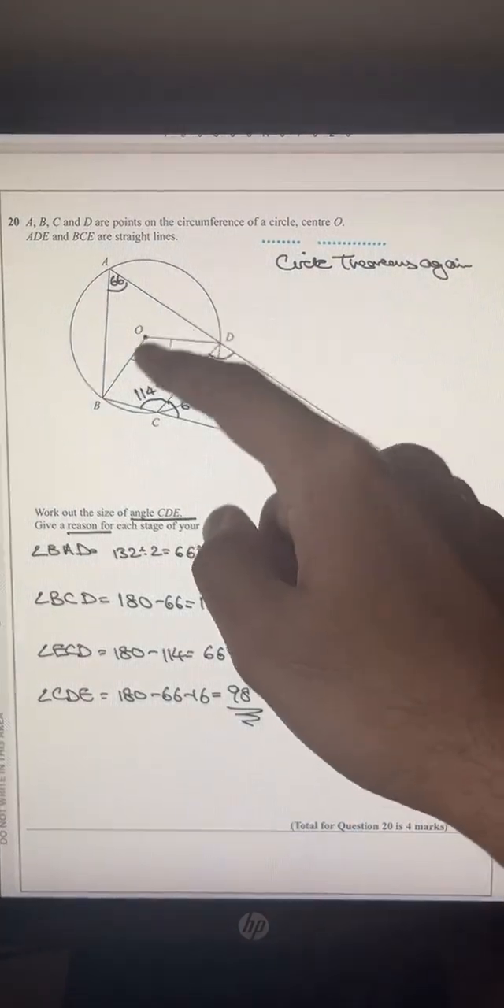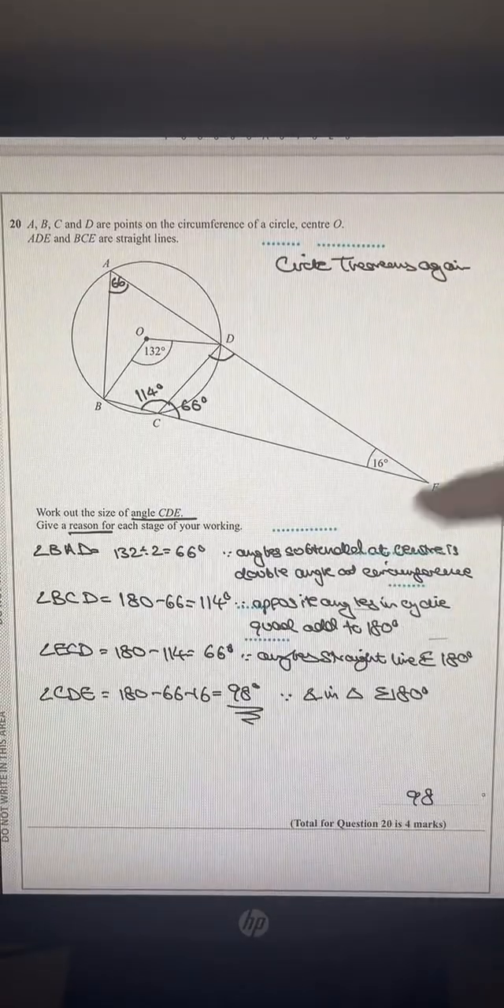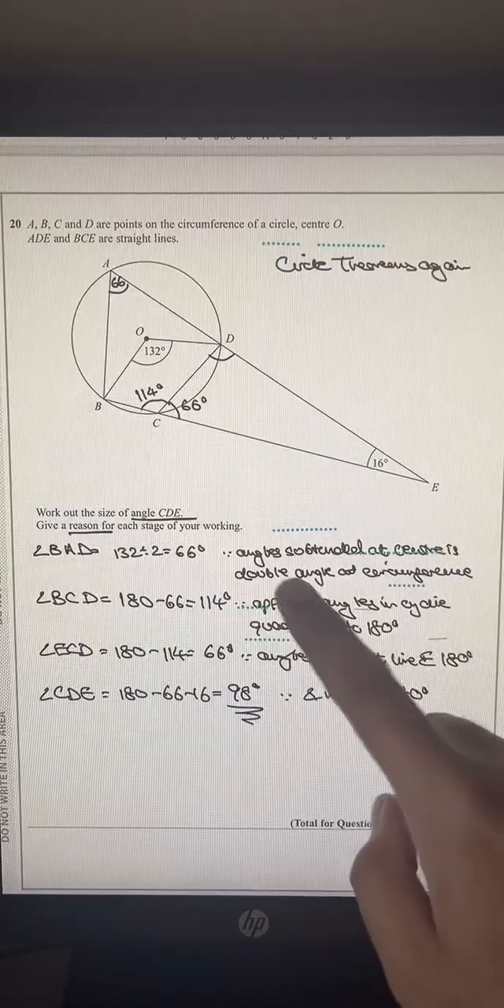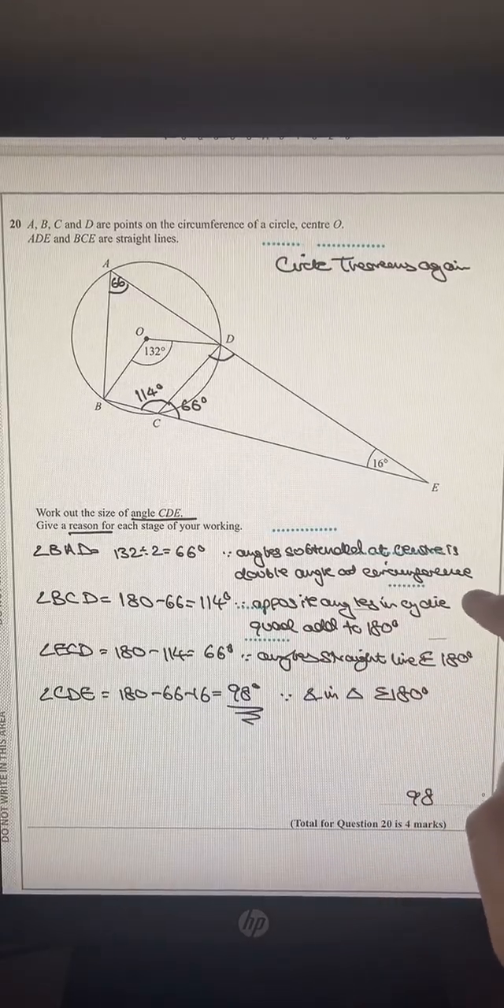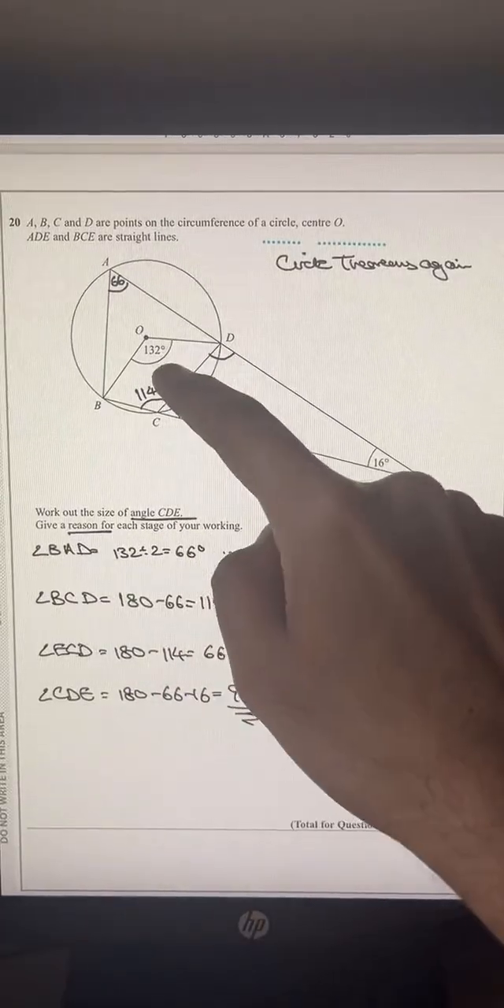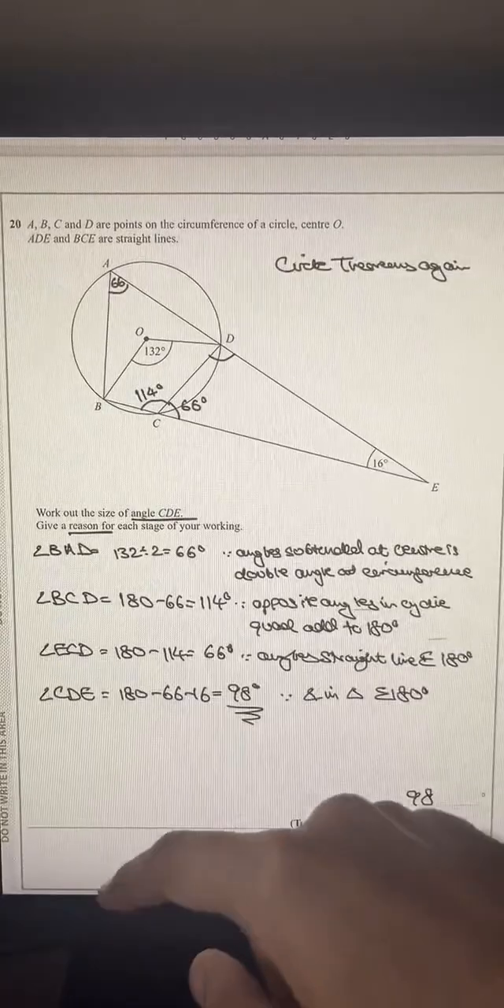So I see that I've got an angle at the center and an angle at the circumference. So that's screaming out at me that the angle subtended at the center is double the angle subtended at the circumference. So angle BAD is 132 divided by 2, and that gives me 66. So that is 66 degrees.